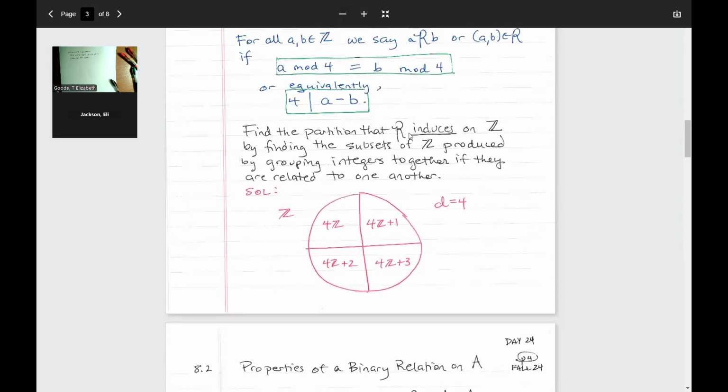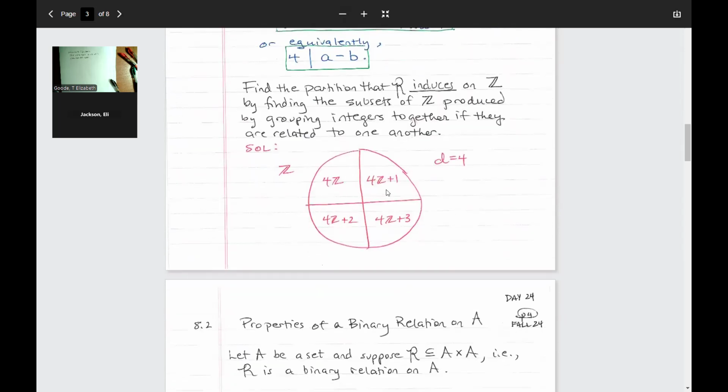So there's a partition that curly R, this relation, induces on Z, and we can find it by finding the subsets of Z produced by grouping integers together if they're related to one another. Well, they're related if they have the same remainder. So the 4 equivalence classes are 4Z, 4Z plus 1, 4Z plus 2, or 4Z plus 3. Remember when we did this back when we played quotient remainder theorem games?